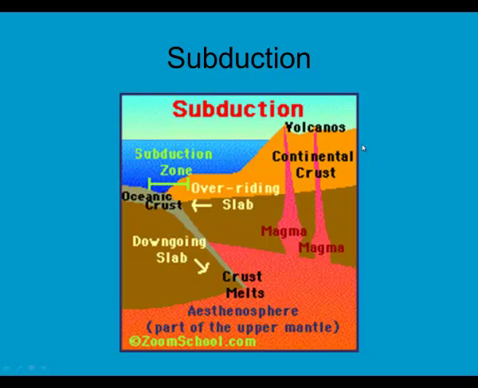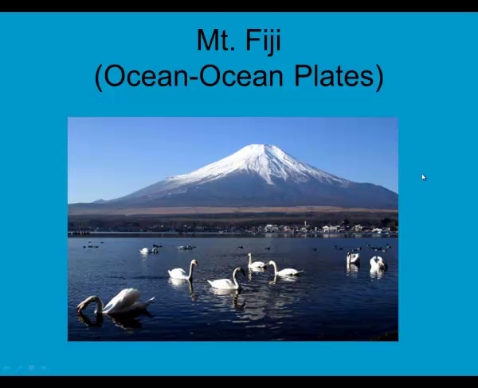On land, this plate is actually building up and creating volcanoes. So at a subduction zone, you are most likely going to be seeing volcanoes. An example of that would be Mount Fuji, and that's where two ocean plates are. The heavier or more dense ocean plate is subducting under the other, and it's forming Mount Fuji.